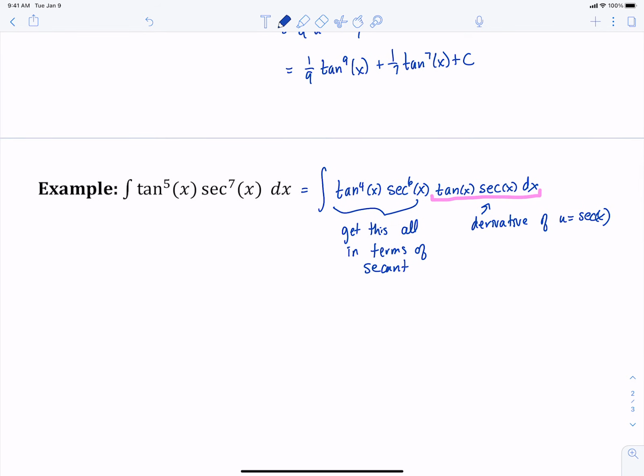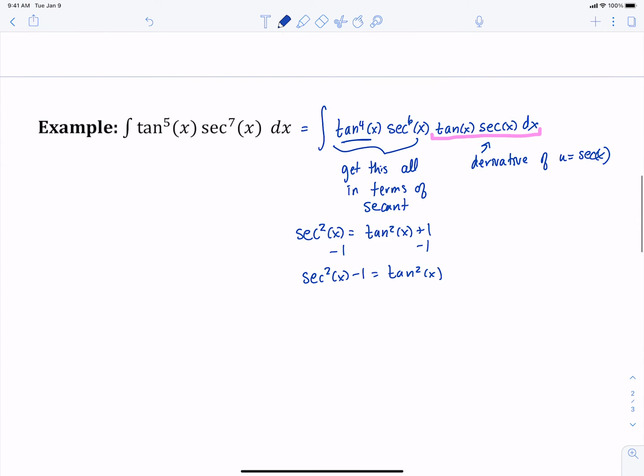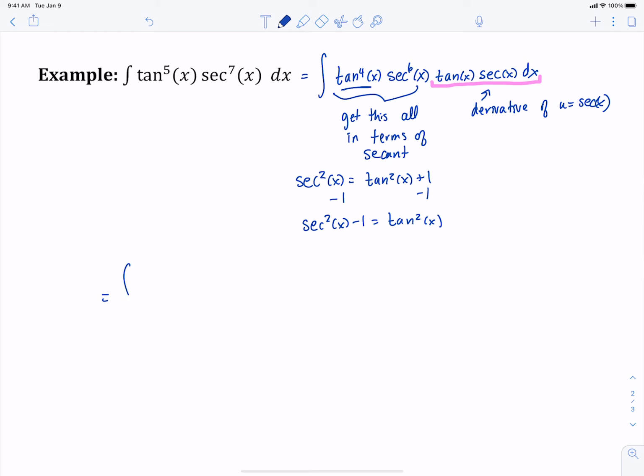So we can do that again with that Pythagorean identity. We can take this one right here and rewrite it because we want to get rid of these tangents. So if we subtract 1 from both sides, we get secant squared of x minus 1 is equal to tangent squared of x. So let's see here. Now we've got this tangent to the fourth. Remember, that's this tangent squared. So that tangent to the fourth, maybe we'll take this little step here to rewrite that as tangent squared, squared. Secant to the sixth.